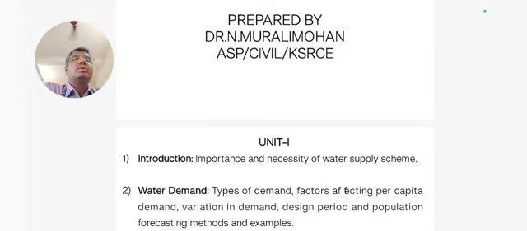Next, we have to convey the water from the source to the treatment unit. The third unit is the treatment of the water, and finally it goes to the distribution. Likewise, we framed our syllabus.